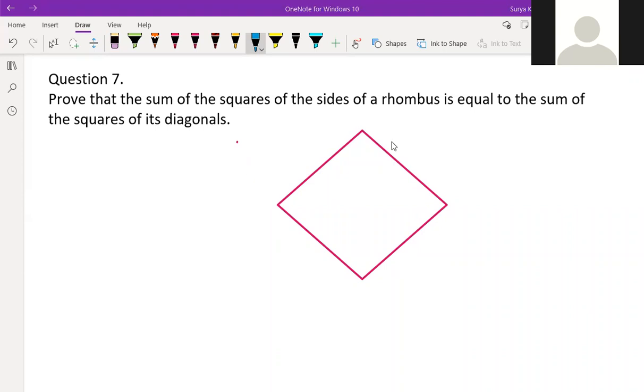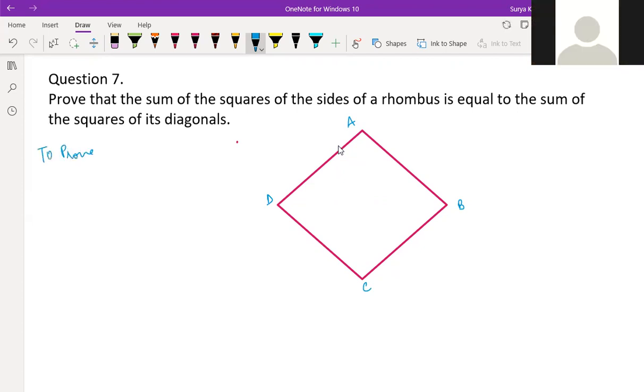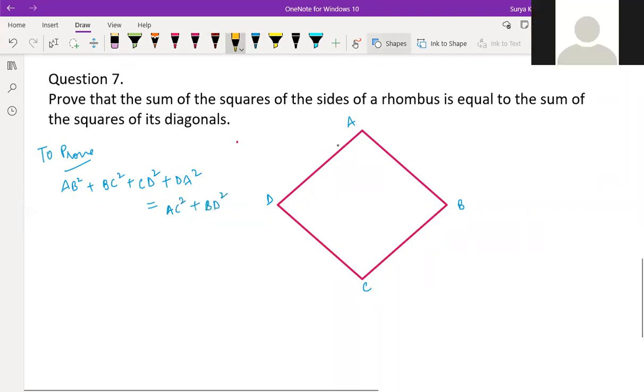Name the rhombus. ABCD? Yes, sir, ABCD. AB square plus BC square plus CD square plus AD square. So to prove that, here AB square plus BC square plus CD square plus DA square is equal to what? Sum of the diagonals. It is equal to AC square plus BD square, because this is a diagonal. What Teja is telling is correct. Here AC is a diagonal.